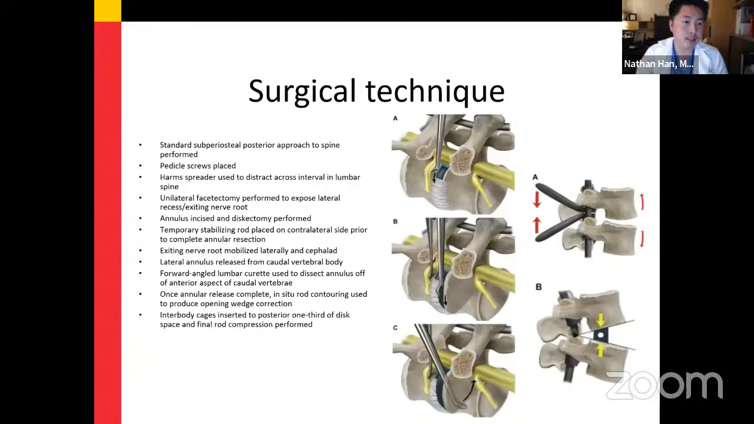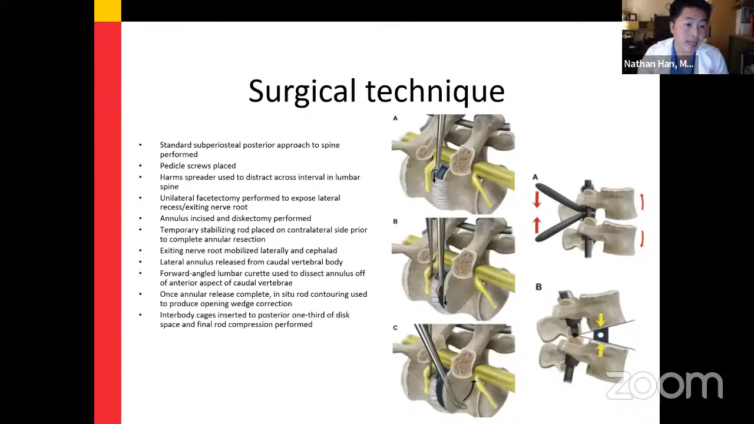This was their surgical technique: standard subperiosteal posterior approach to the spine, placement of the pedicle screws, placement of the Harm spreader to distract across the lumbar interdiscal interval, and performing, in this case, a unilateral facetectomy to expose the lateral recess and exiting nerve root. And they were able to place a temporary stabilizing rod on the opposite side before a complete annular resection of the disc, to prevent unexpected translation of the vertebral bodies once the disc is resected.